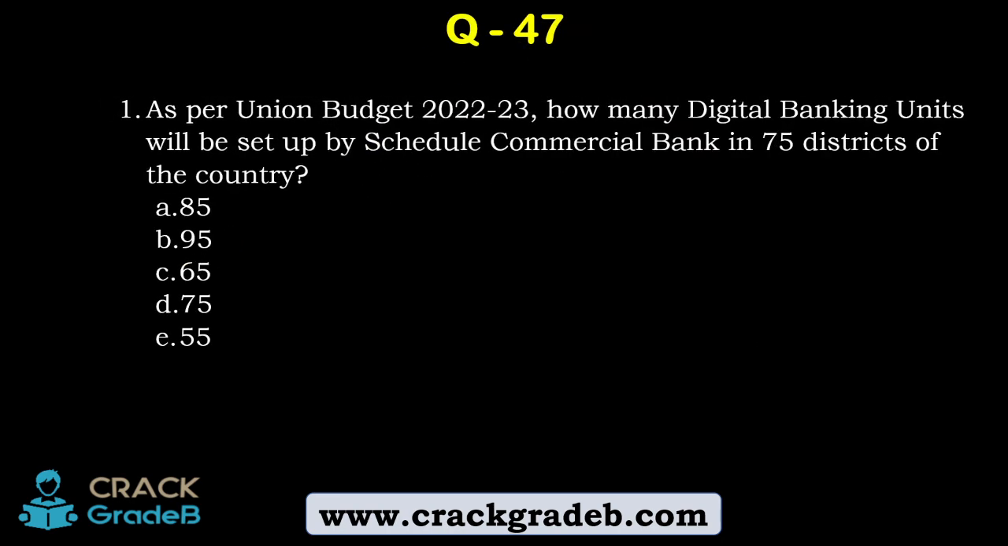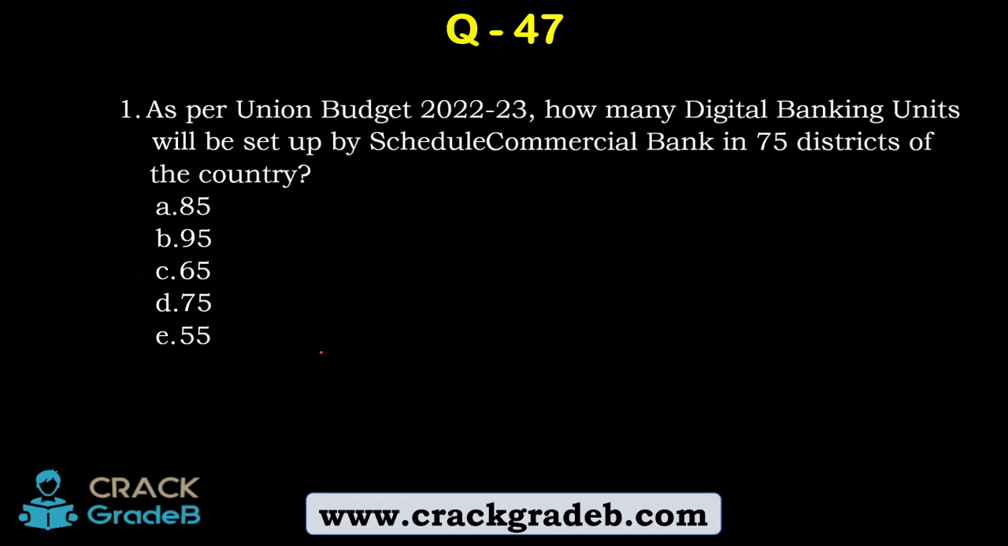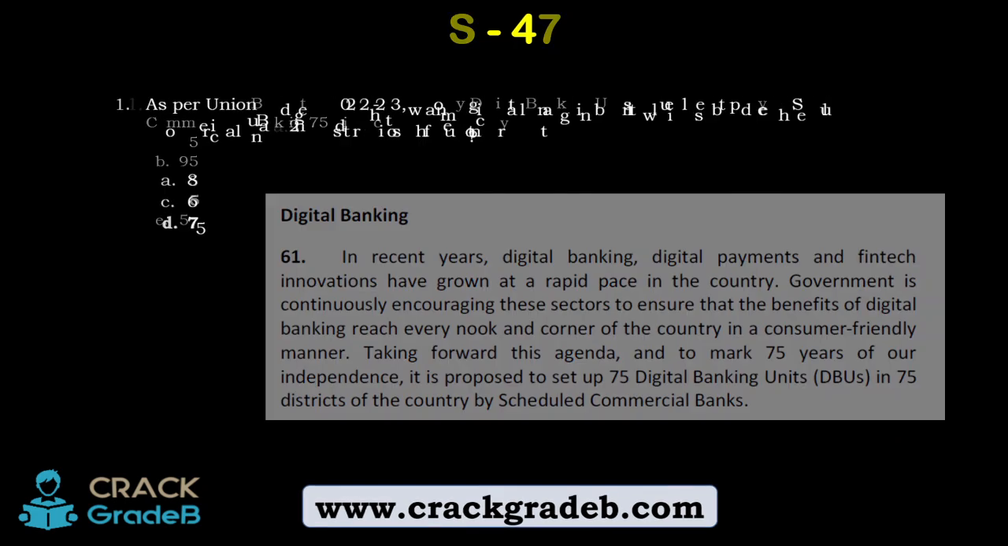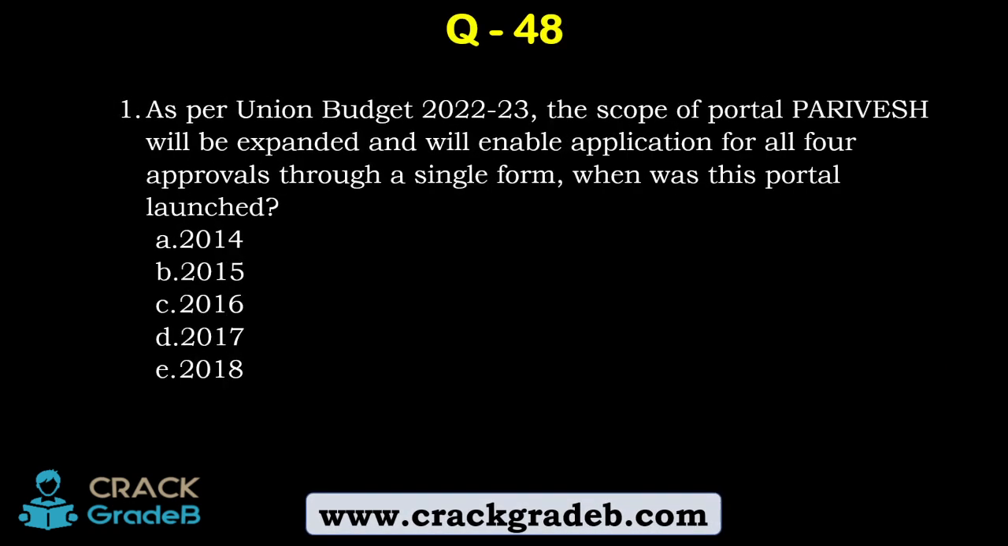Question number 47. As per the budget, how many digital banking units will be set up by scheduled commercial banks in 75 districts of the country? It will be 75. So India at 75, and that's why 75 digital banking units will be set up in the 75 districts of the country by scheduled commercial banks. Let's see question number 48.